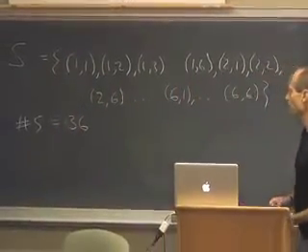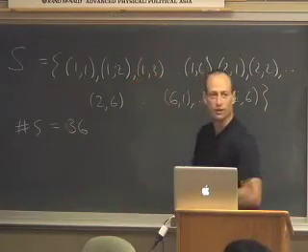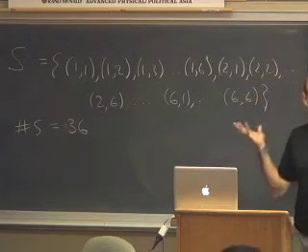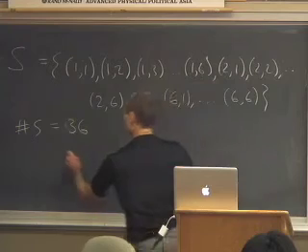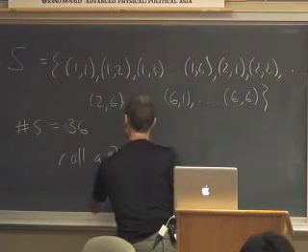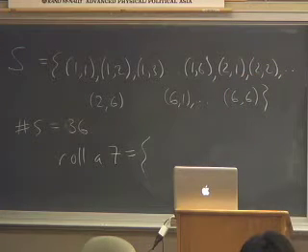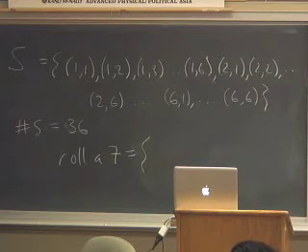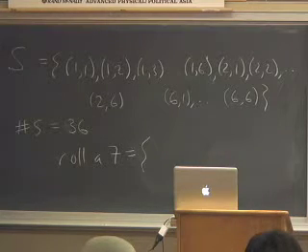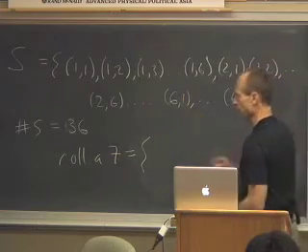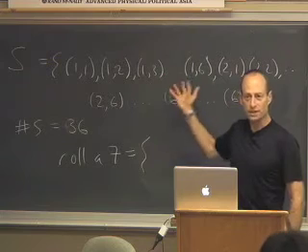Okay. And so what's the event that I roll a 7? That the sum of the spots on the 2 dice is equal to 7? Yeah, just saying the sum of the spots showing on the 2 dice is 7. What does that look like? Okay, so it's a subset of the outcome space, right? What does that subset consist of?